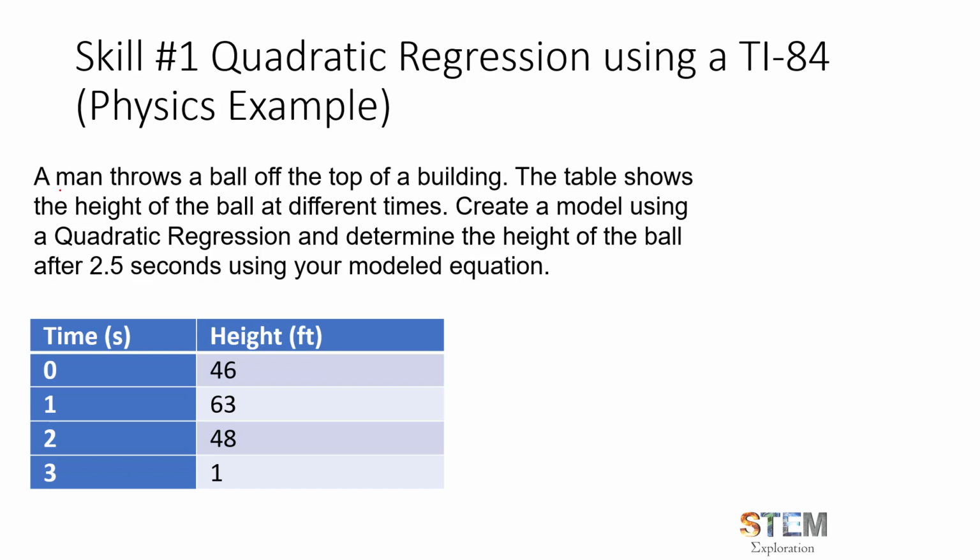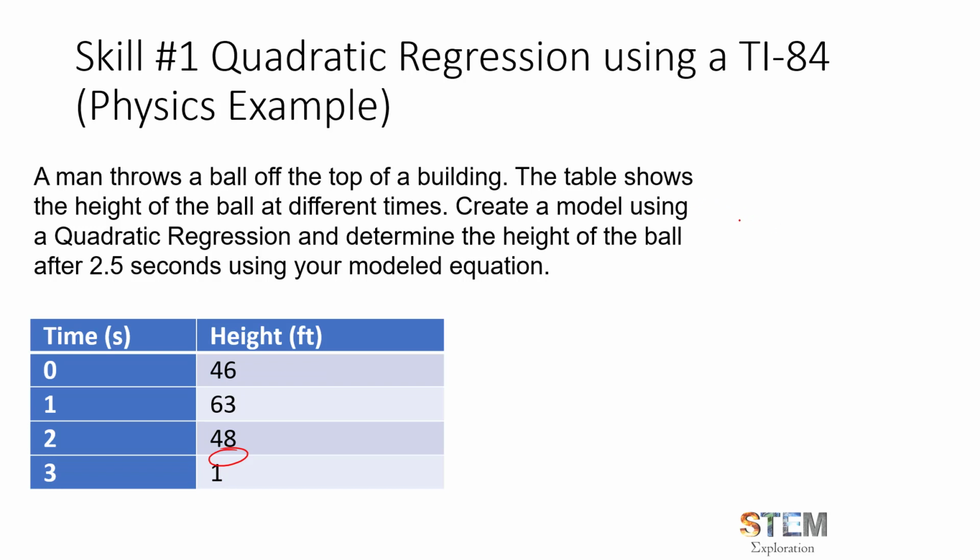For this given situation, we have a man that throws a ball off the top of a building. The table shows the height of the ball at different times. Create a model using a quadratic regression and determine the height of the ball after 2.5 seconds using your modeled equation. We can see that we're looking for a height between these 2 points, but we don't have it. We could try to guess and extrapolate and just pick a number, but we want to be precise, and we can be relatively precise by creating a model.